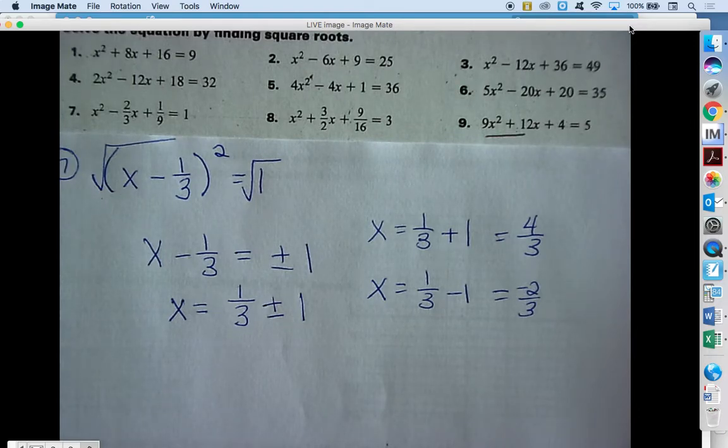Other questions that you would like to go over? Katie. 29. 29 was definitely one that had fractions in it. Too many?